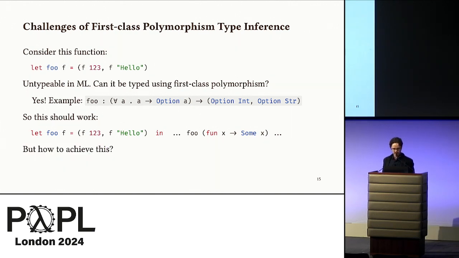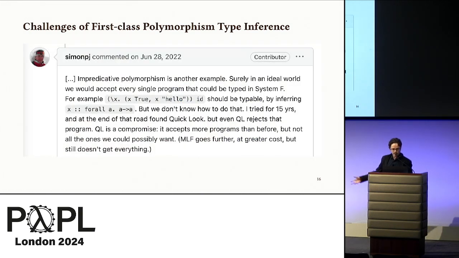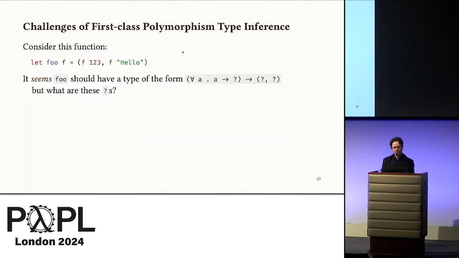So how do we achieve this? How do we find a type that's good in general, instead of specifically picking one particular possible type? This is a hard problem. Simon Peyton Jones himself, one of the most important people in this field, said that he tried to solve this for 15 years, and at the end ended up with a system that still rejects this program. He also mentions MLF, which is the undefeated champion in first-class polymorphism type inference so far. But even MLF fails to type check this example. It's a bit unsatisfactory, right? Because this is just an abstraction of the example using the identity function that I showed at the beginning.